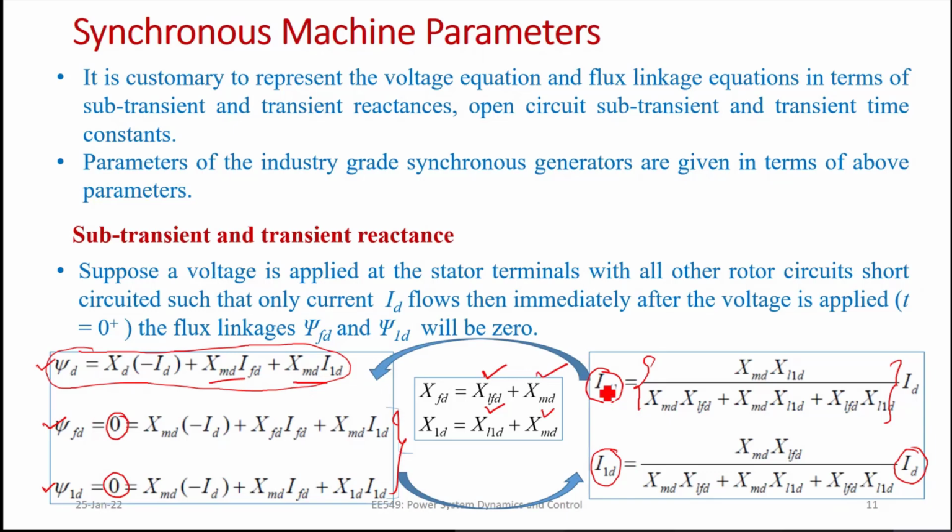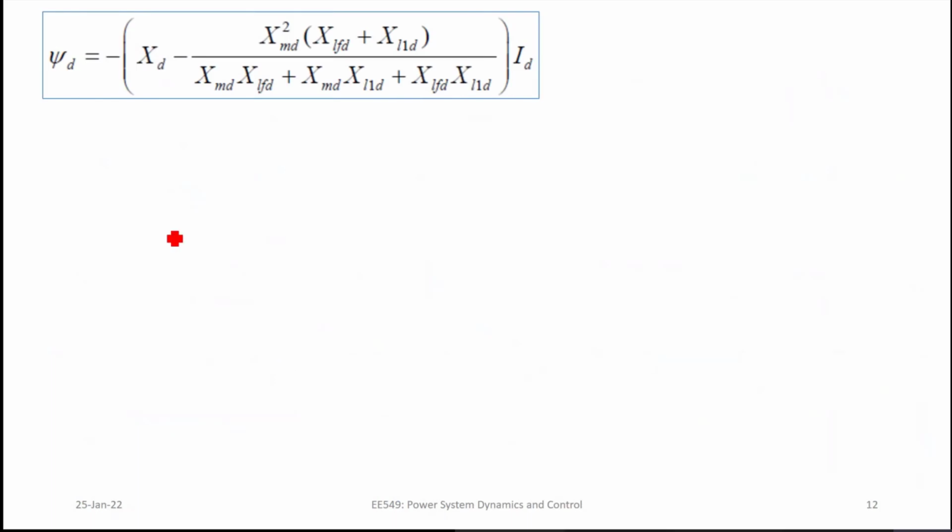Now we can see, if I substitute IFD and I1D in this equation, what I'll find. After substituting and a little manipulation, I will get psi d in terms of ID. Here, psi d in terms of ID. So now it is all per unit reactances. Xt minus xt minus xmd square xlfd plus xl1d xmd xlfd plus xmd xl1d plus xlfd xl1d.